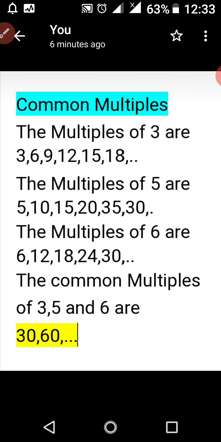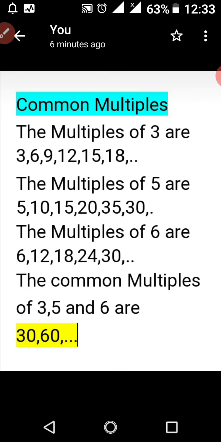If you observe the lists of multiples for 3, 5 and 6, by checking all three lists, what are the common multiples? If you observe, we get 30 in the 3 table, 3 tens are 30, and 60 in the 3 table. In the same way, 30 and 60 appear in the 5 table, and 30 and 60 appear in the 6 table also.